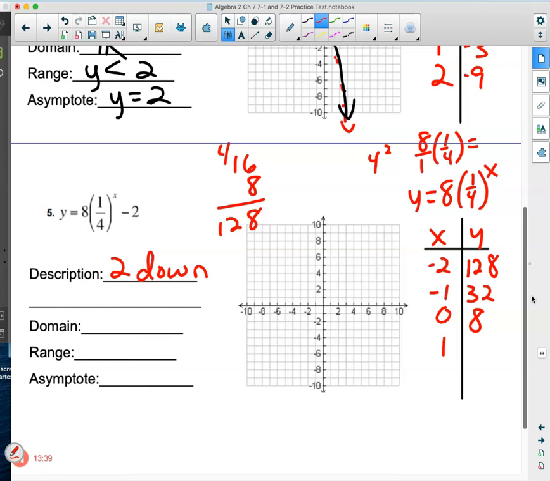You can just do top times top, bottom times bottom, and then reduce if you want to, but that's going to be 8/4, which is 2. And I'm not seeing a fraction yet, so I'm going to keep going until I get a fraction. I'll put a 2 in.